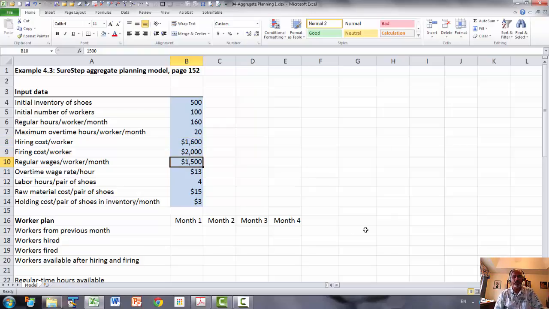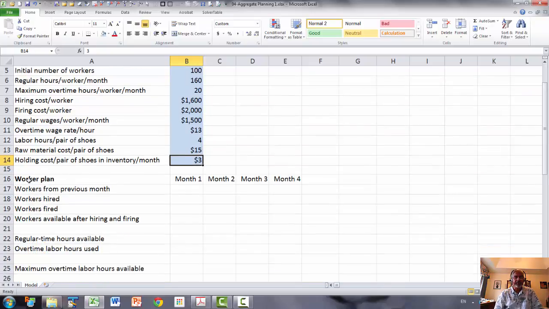Regular wages per worker is $1,500. Overtime wages is given as a rate per hour, so for each hour it's $13. Labor hours needed to produce one pair of shoes is 4 hours, also called standard hours. The raw material cost is $15 for one pair of shoes. The holding cost is $3 per pair per month.